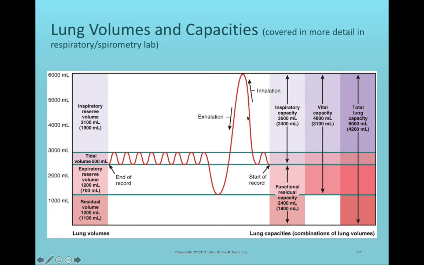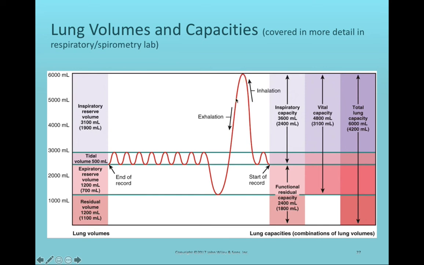So right here, we have a very, very deep inspiration. In fact, the volume in the lungs is going to drastically increase when we inspire. This additional volume past the tidal inspiration is our IRV, or the inspiratory reserve volume. So when we have taken a deep breath, the extra air in our lungs is indicating the IRV.